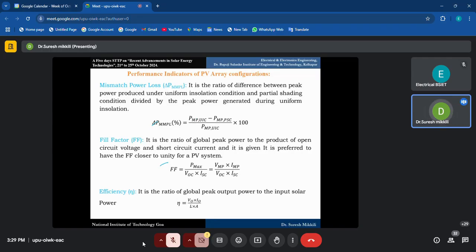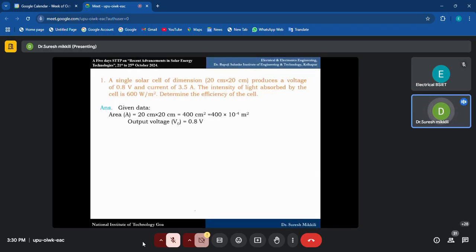Efficiency is calculated as output power by input power. Here the output power is V naught into I naught. The input power, as I have told you, is the incident energy, how much irradiance is falling on how much area. These numericals we have already solved.